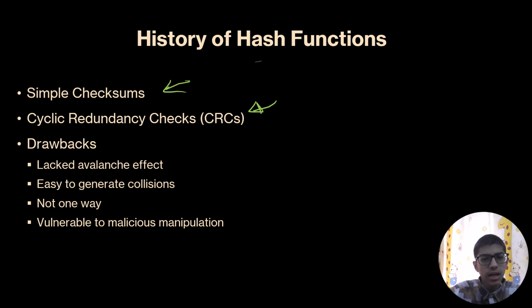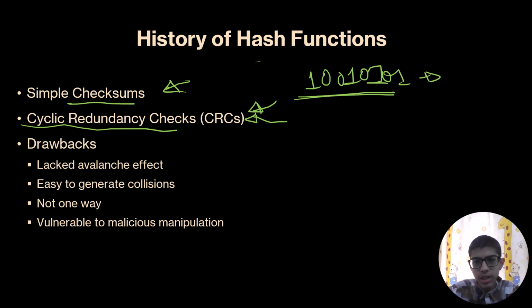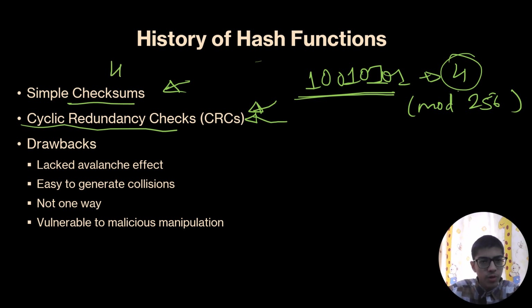Some basic hash functions, the type of hash functions we had, were simple checksums and cyclic redundancy checks. Cyclic redundancy checks are still used today in Ethernet, Wi-Fi, and such connections, but they were generally used before. For simple checksums, if I have a string of bits like this, then we just add the bits. So we have 4 here, and take the mod of a random number. So for example, let's say 256 here, to get the checksum 4 in this case.